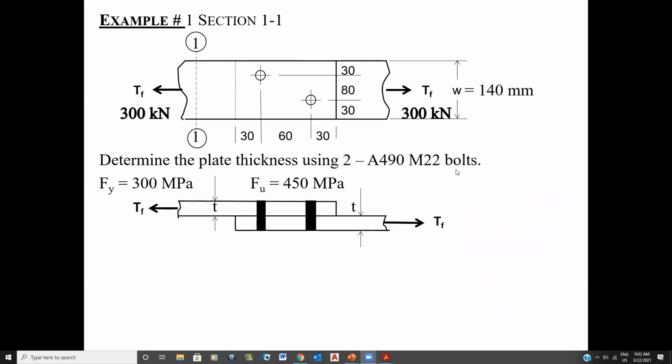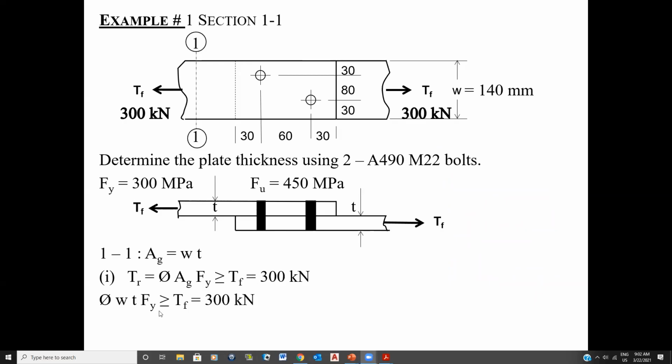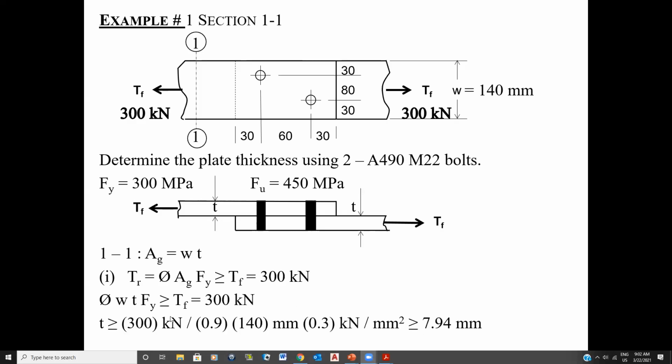Now, the first thing I do is look at my failure planes. I've got a possible failure plane here. Good. Because there are no holes, I know in this case that my AG is equal to W times T. And of course, I know that my TR value is phi AG FY. Therefore, I do the calculation, and I know that my T has to be greater than or equal to that. Very simple calculation.